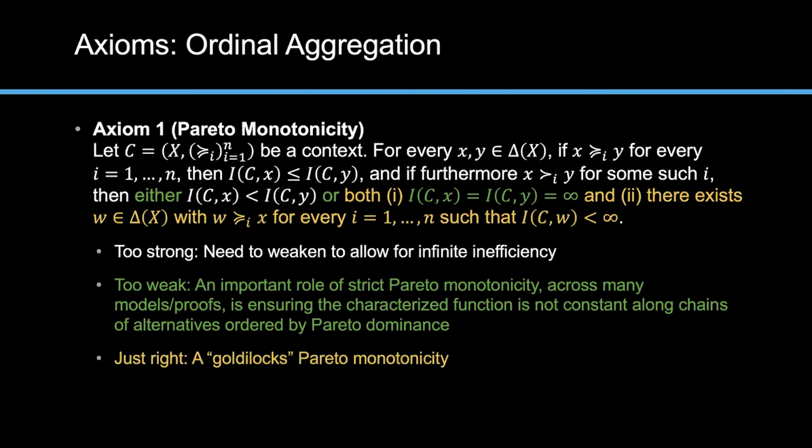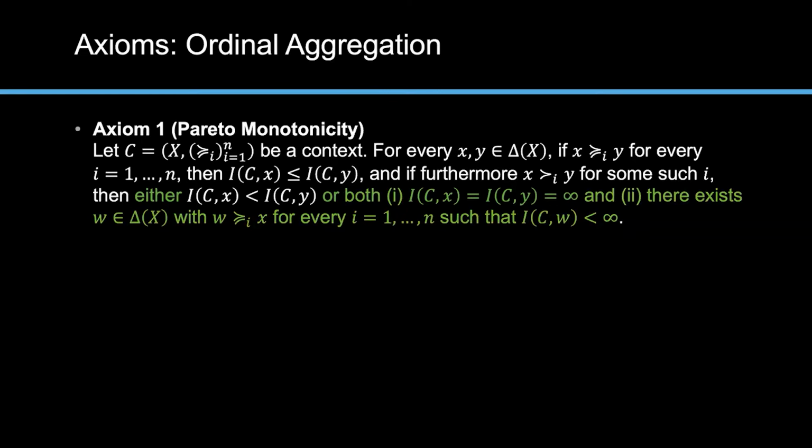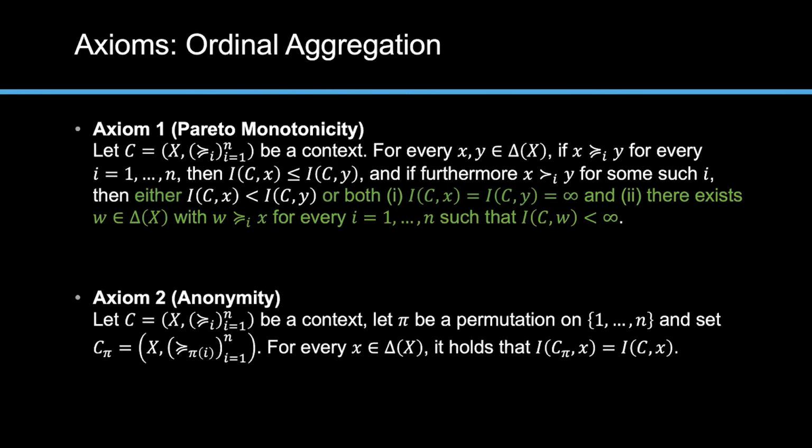So this is kind of a right in between axiom, but overall I would like to still emphasize this is still weaker than what we started with. So if you like what we started with, you should like this. Axiom 2, anonymity. If we permute the identity of the players, so we permute the numbers, whoever was individual 1 is now 5, whoever was 5 is now 3, etc., we don't change the inefficiency of any alternative.